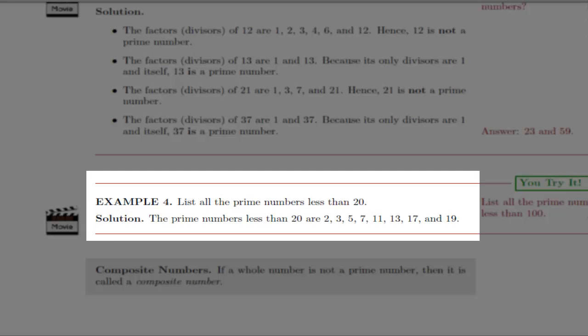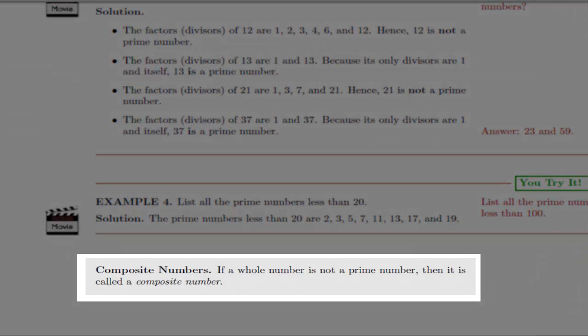Example 4. List all the prime numbers less than 20. Solution. The prime numbers less than 20 are 2, 3, 5, 7, 11, 13, 17, and 19. All of these numbers have only divisors 1 and themselves.